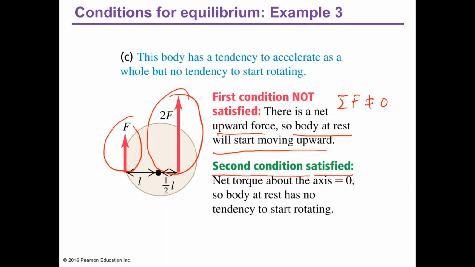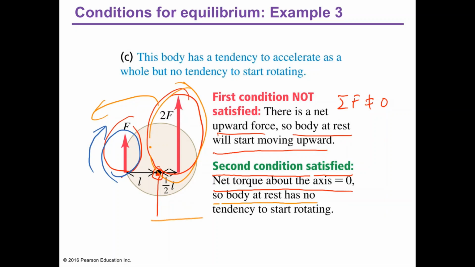Also in this case, if you look at the torque that has been applied to this body, the net torque about the axis here, if there's an axis that goes out of the plane from here, this net torque is zero. This force gives you a counterclockwise torque, and the second force gives you a clockwise torque. So the two torques actually cancel out, and this body at rest has no tendency to start rotating.